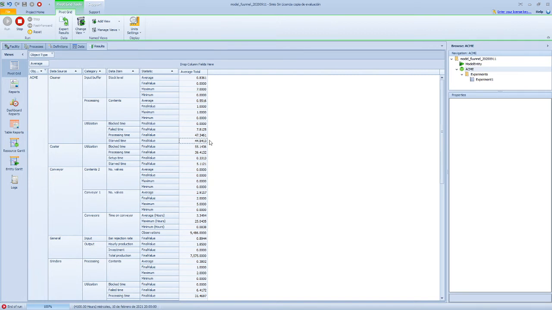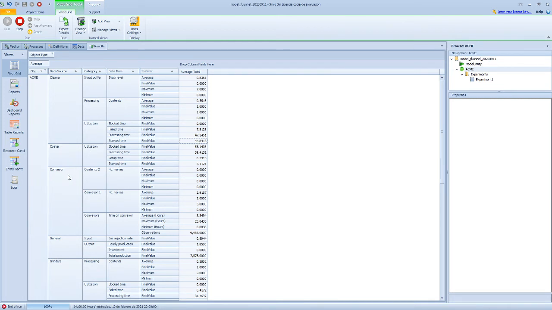So this is a capacity that is not utilized because the rest of the system upstream is not providing any valves for the cleaner to clean. Okay, so that reveals relevant sources of information. That's something we should take a look at because this is not working as much as it could.